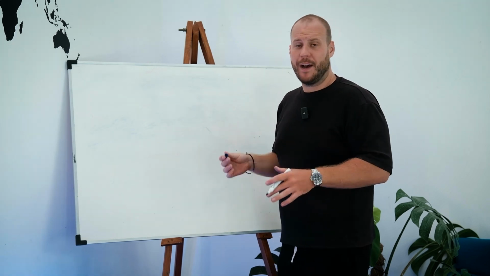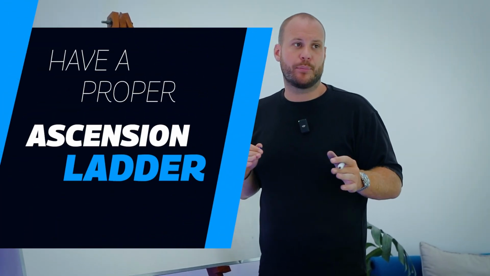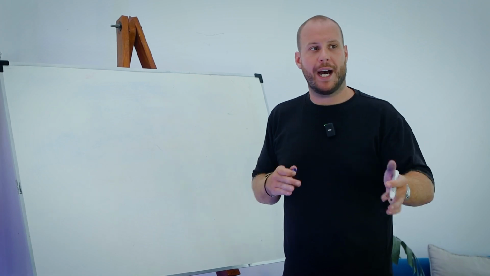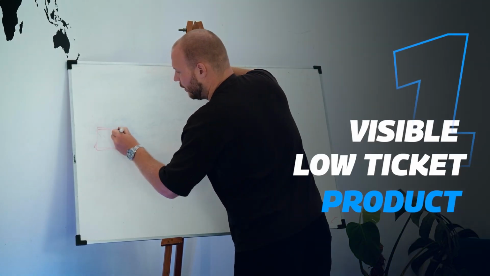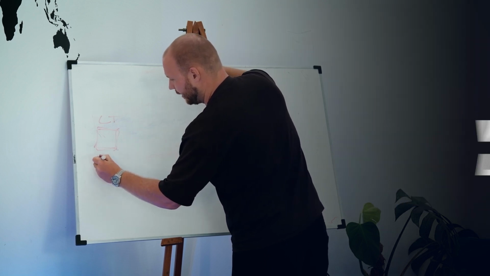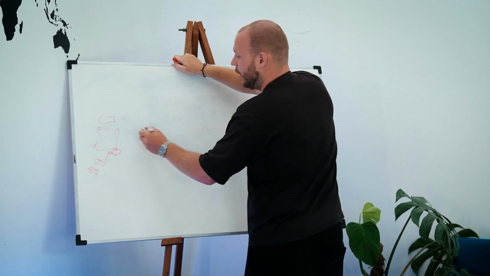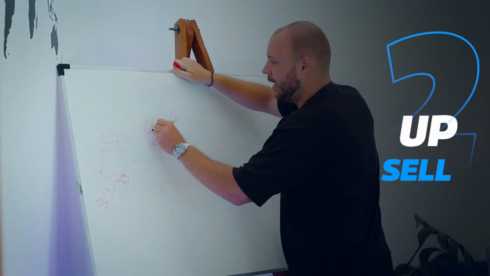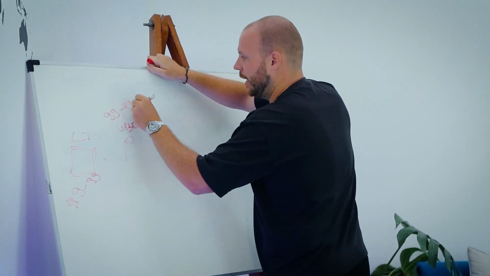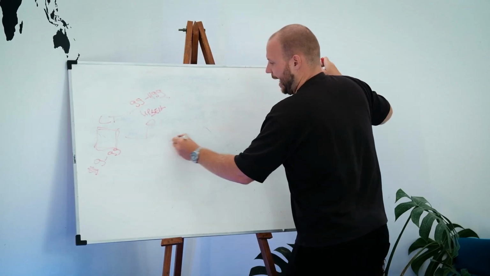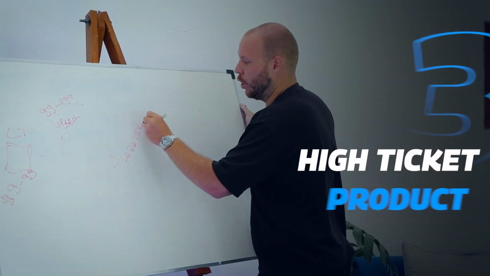So the best way we found, and what other consultants told us, is in every case to have a proper ascension ladder before your high ticket program. You definitely want a visible low ticket product, whether it's like $9 to $99 on your funnel step. You will want to have an upsell, again, whatever price that might be, before you're actually reaching out and offering your high ticket coaching or community.